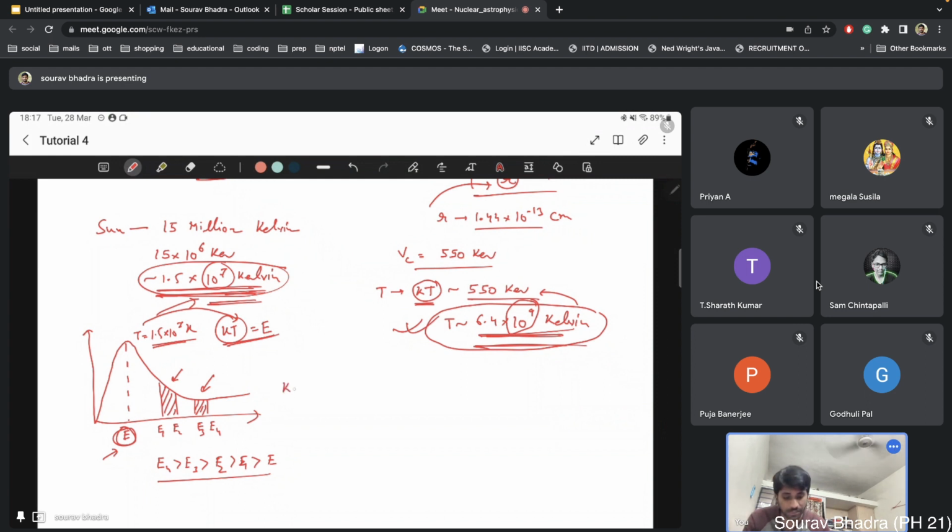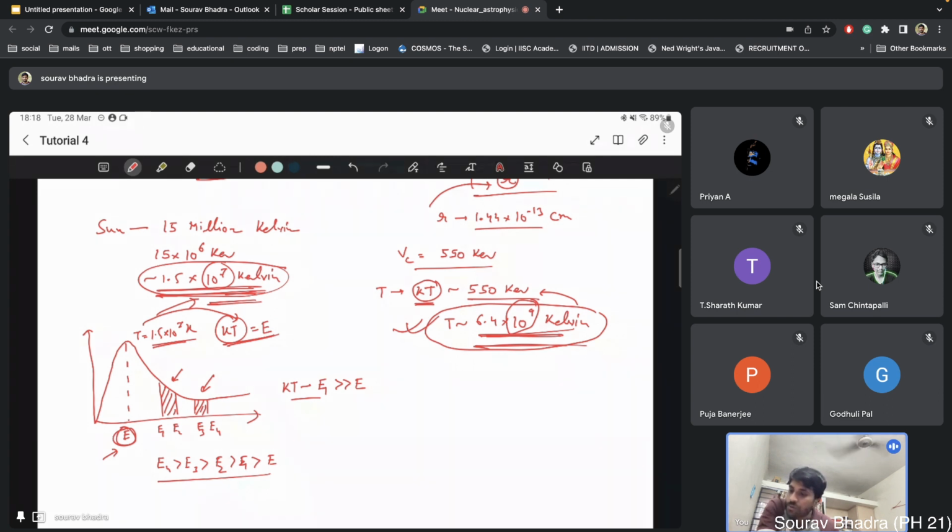If you calculate kT corresponding to the energy E1, where E1 is much greater than E, then you will get some particles with higher kinetic energy, higher thermal energy. So I want to say that this small number of particles can be responsible for the proton-proton reaction, although the peak of the distribution is at a very low temperature. But it can be calculated.